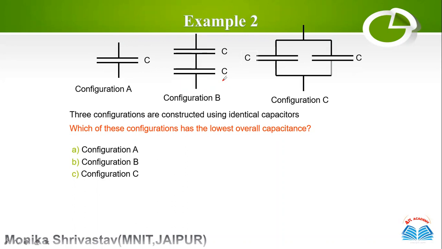Yes, let's see. In configuration A, the net capacitance is C. In B, the capacitance is C by 2. In C, the capacitance is 2C. Yes, so configuration B is correct. This is the next example.